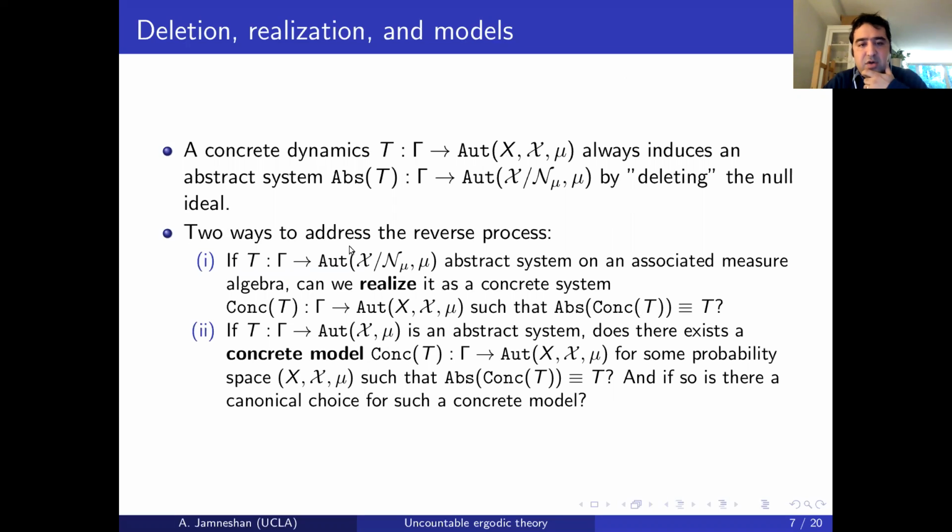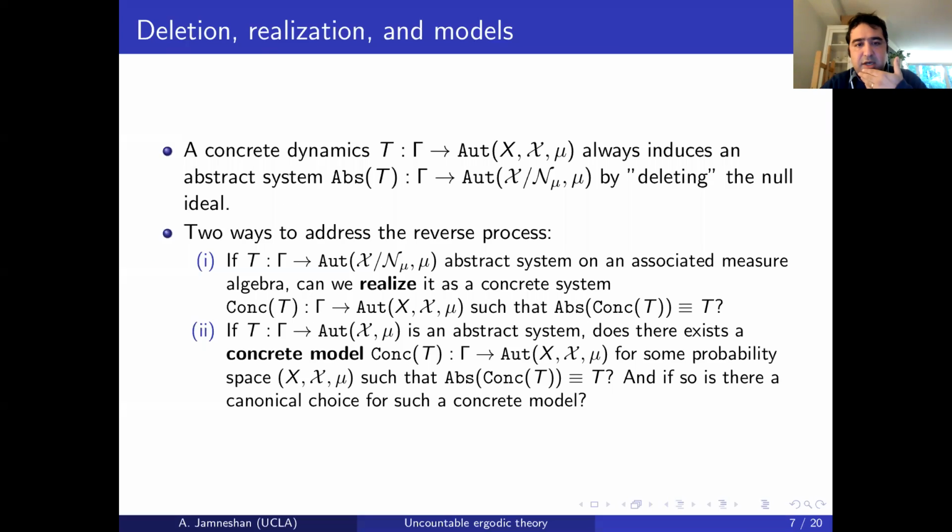So that's one way to ask the question of the reverse process. The other way to ask this question is: suppose we are given an abstract system and we do not know that this probability algebra is a measure algebra. Can we model this abstract system by a concrete model with the same property as before? And if such a model exists, or if many such models exist, is there a canonical choice among such models? I will clarify soon what I mean by canonical.